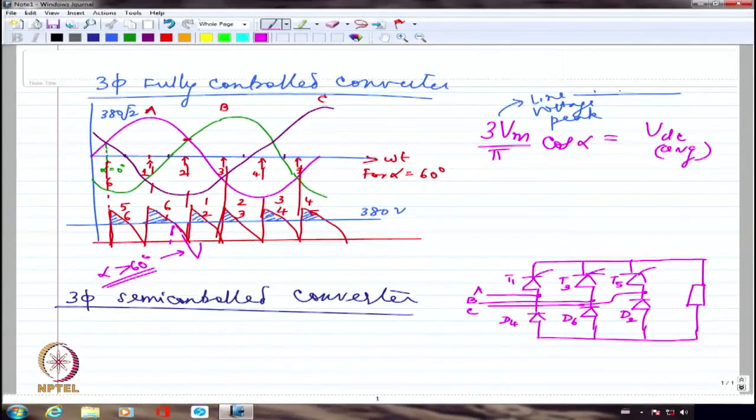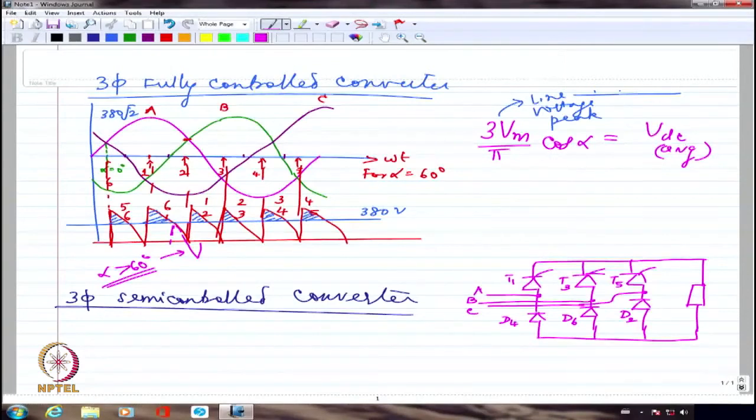Please note that the negative portions go uncontrolled because I have diodes. So the diodes are going to conduct whenever they are forward biased or whenever it is the maximum negative. So wherever I have maximum negative, that particular device will conduct for that 120-degree duration. I will not have any control over the negative side conduction. Whereas positive side conduction, I have control.